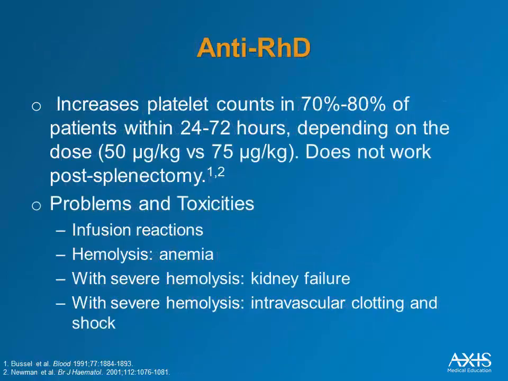Anti-RHD can result in a similar response rate of about 70% in patients. Responses at 50 micrograms per kilogram tend to be somewhat more delayed, closer to 72 hours, but studies suggest a higher dose equal to that seen with intravenous immunoglobulin. It does not work in patients who have had their spleen removed.